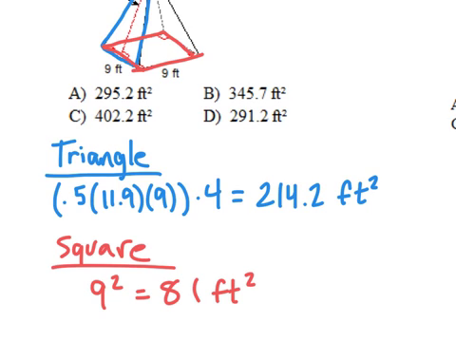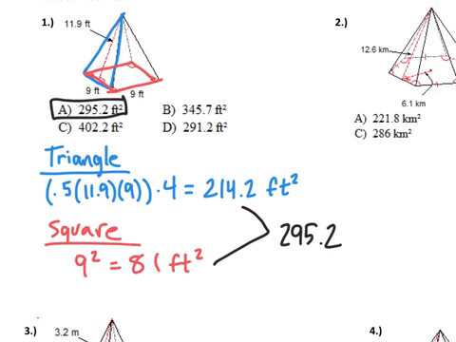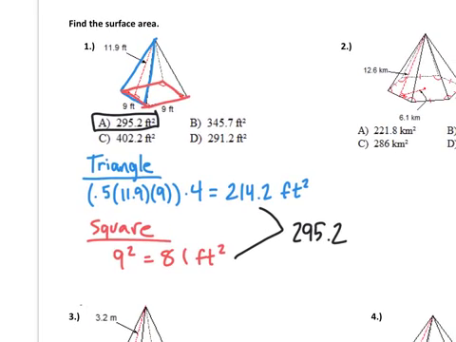And then add these two together, and we will get our total. So 214.2 plus 81 equals 295.2, which is choice A. Alright, let's do one more. Let's do number 2.